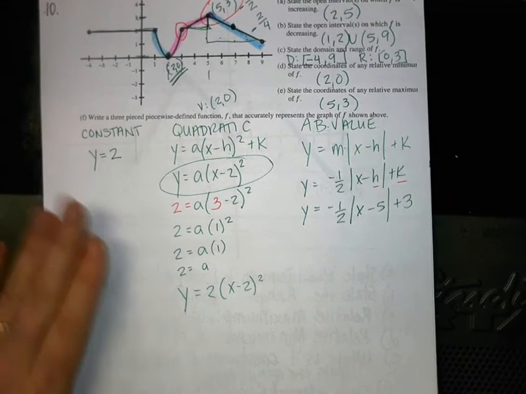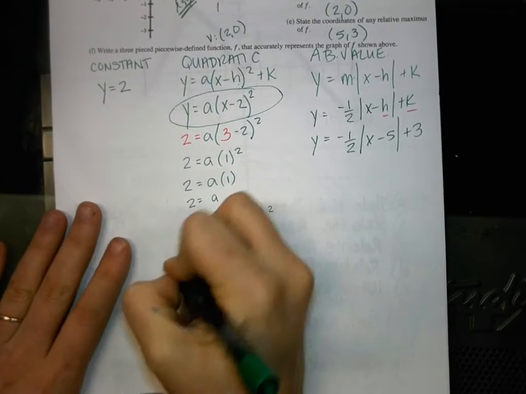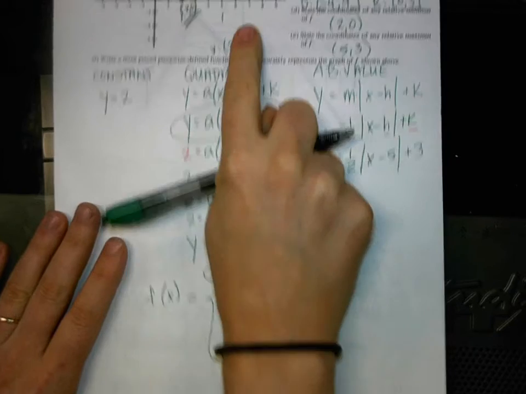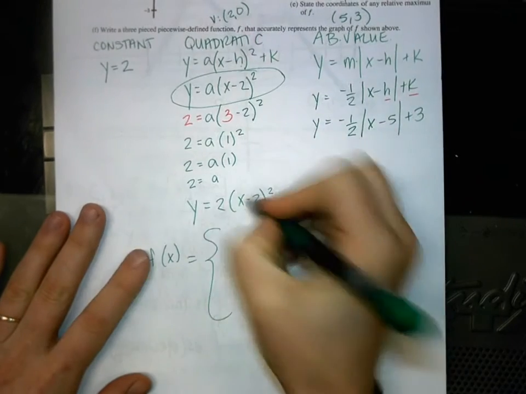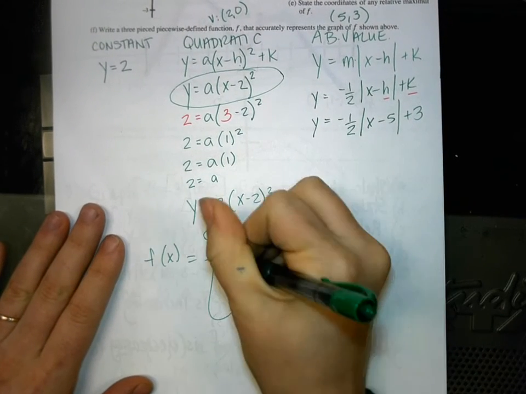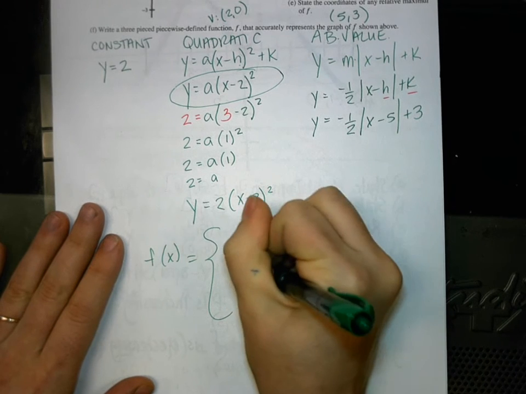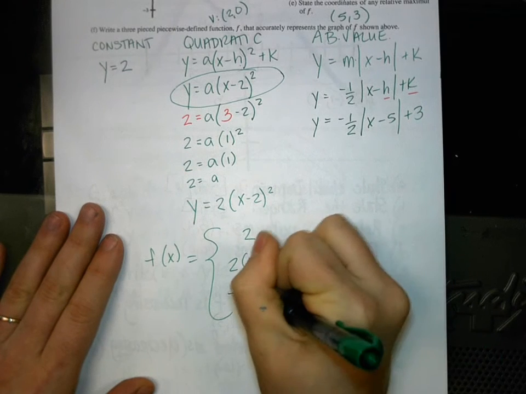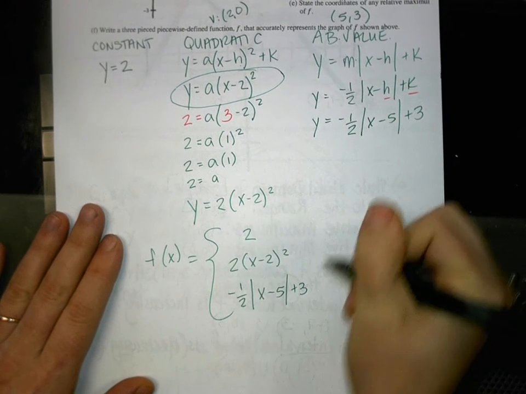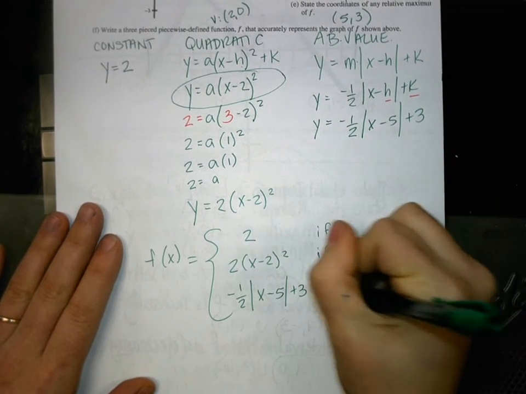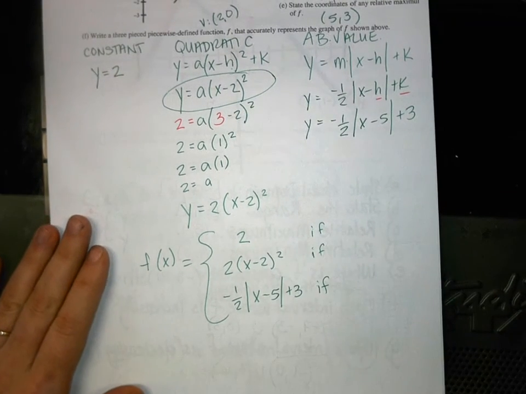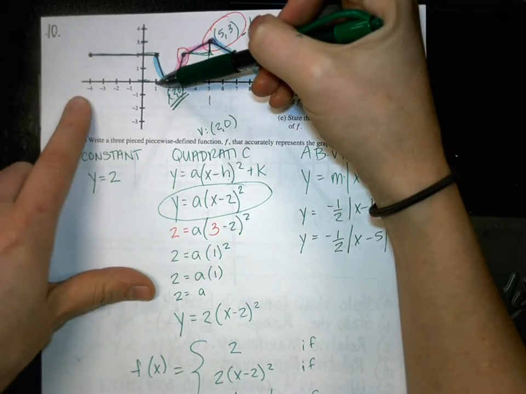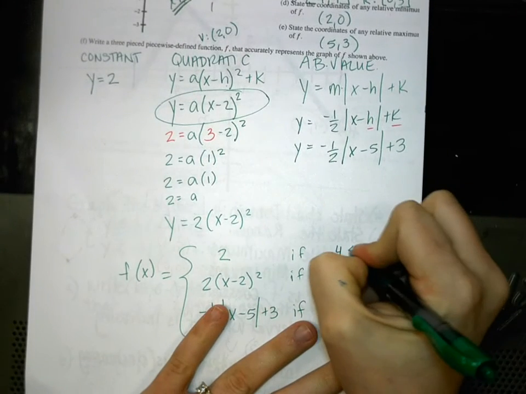Now you need to write the 3-piece piecewise function. So f of x. It needs to go in order from left to right of your graph. So we start with the constant, then the quadratic, and then the absolute value. Don't forget all of your restrictions. So I want to know what the x values are at each of those places. So for the constant, we go from -4 to 1. So -4 is less than or equal to x, which is less than or equal to 1.